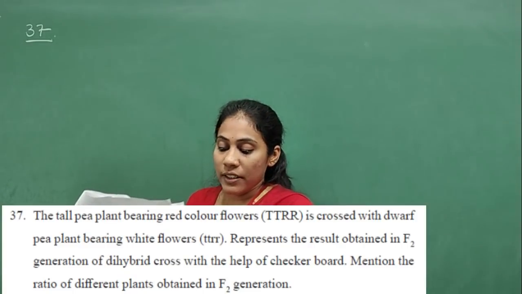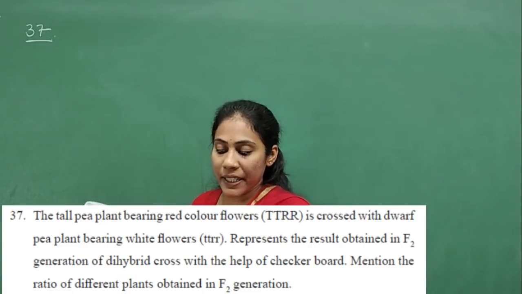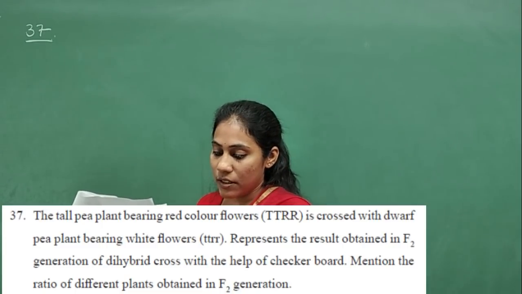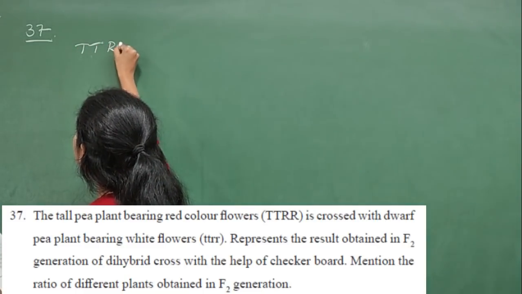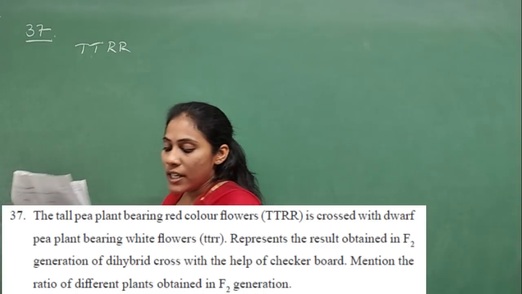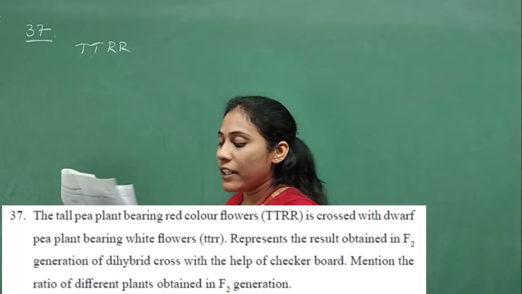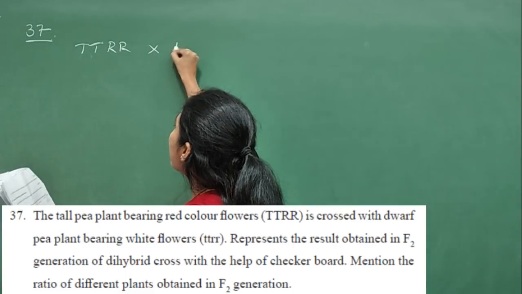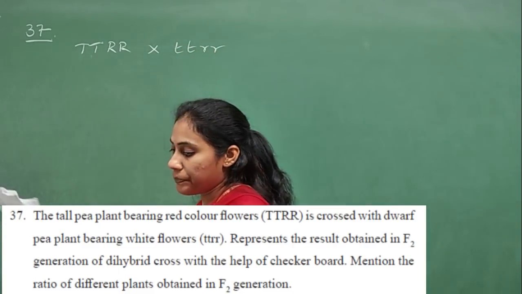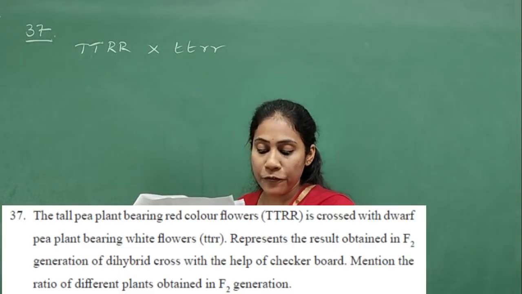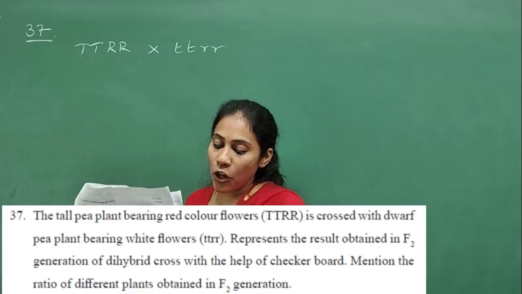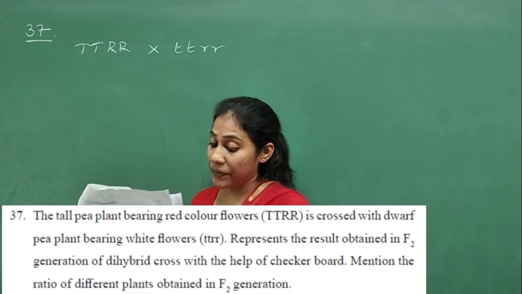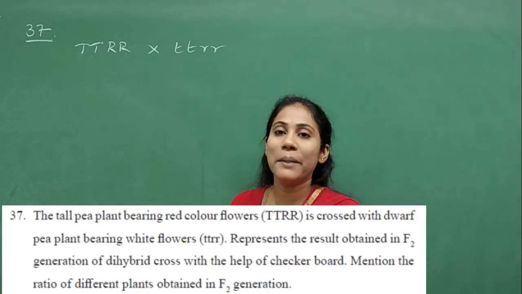So coming to 37th question. The tall pea plant bearing red flowers, tall with red flowers, they have given genotype capital T, capital T, capital R, capital R, is crossed with dwarf pea plant bearing white flowers. So the genotype small t, small t, small r, small r. Represent the result obtained in F2 generation of dihybrid cross with the help of checkerboard. Mention the ratio of different plants obtained in F2 generation. Okay, so dihybrid cross they are asking.